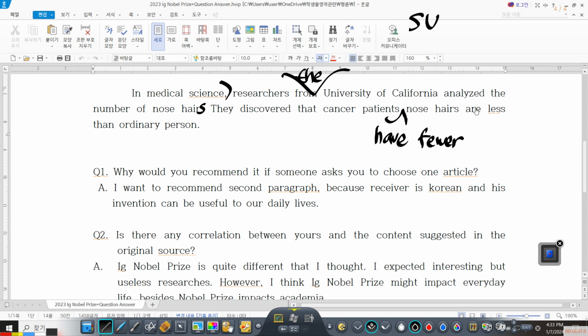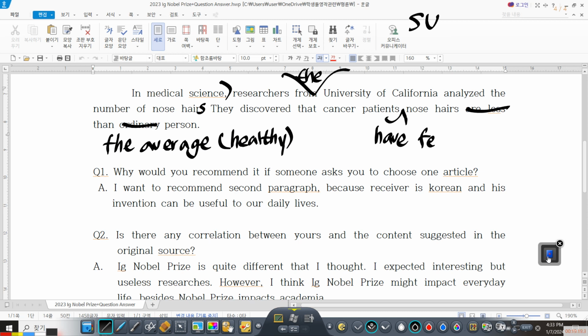Fewer nose hair than ordinary person. Okay, no, it's not. 평균 사람, the average person, or the healthy person. The average healthy person, okay? The average first person, or just average person. It's great. That's great. This invention is quite phenomenal, right?